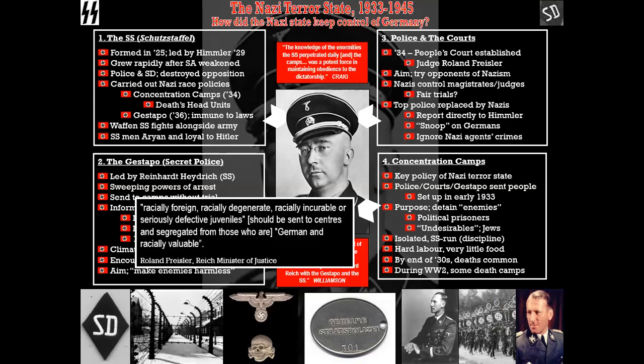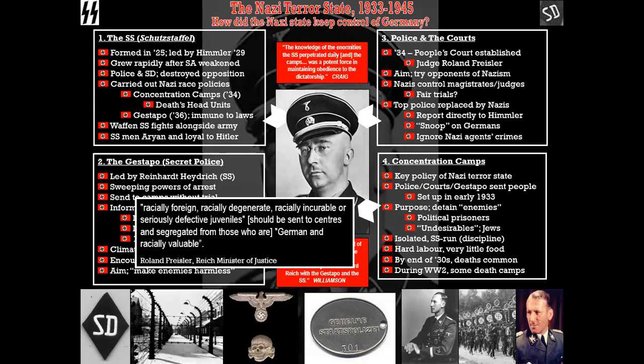The purpose was to detain enemies. That includes political prisoners and it includes undesirables, as the card sort already had, which includes Jews. Hopefully these notes you can add to what the diagram shows, or not, it's up to you. They're isolated, they're run by the SS, therefore they're run to SS discipline, but these people aren't military, they're not trained, they're not fed well. It's pretty brutal. By the end of the 1930s, so hard labour, very little food. By the end of the 1930s, deaths are pretty common in these camps, and the Nazi leadership simply doesn't care.